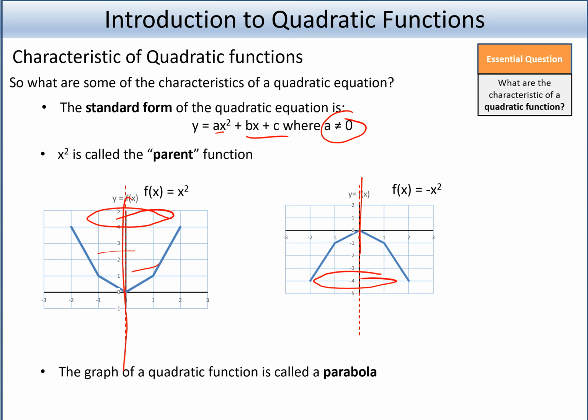And we'll stop after this. We call the graph of a quadratic function a parabola. Okay? So we have the standard form of a quadratic equation: a times x squared plus b times x plus c, where a is not equal to 0. We have our most basic quadratic functions, which are x squared and the opposite of x squared. And when we graph a quadratic function, it has a special name called a parabola. So we'll stop right there and we'll come back and continue next video.